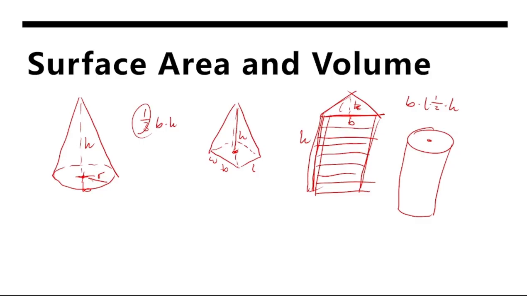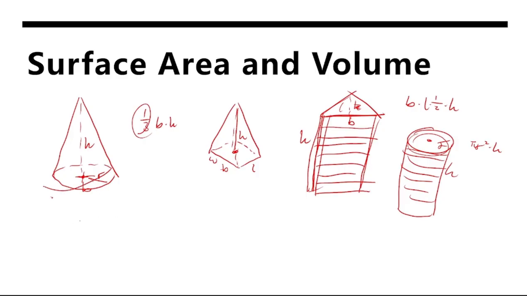Think of it as a circle with multiple slices. So if we have r and h, we'll have pi r squared times h. That's easy. And now the perimeters for these. So first, let's do the cone.